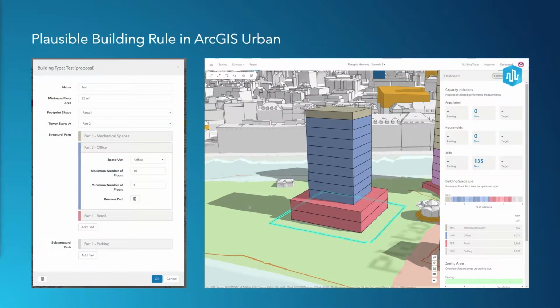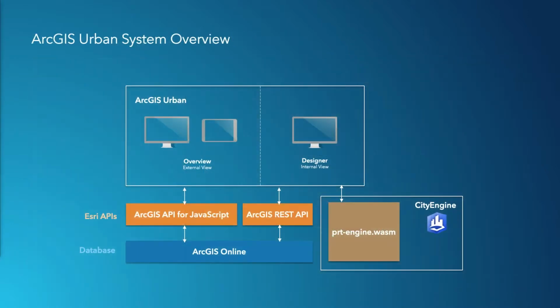So now, let's be serious here. In Urban, you have this nice dialog where you can configure the plausible building rule, as Lisa explained. And I would like to use this as a segue into CityEngine, because behind this is actually a CityEngine rule package, so CGA rules.